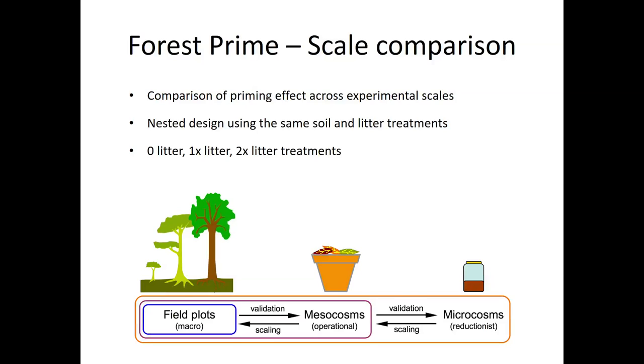These were applied in the field via raking, and we sampled from the field plots. We took the soil and the litter from each plot, and we scaled it down in experimental scales, right down to an 80 gram microcosm experiment. We measured the same things at each scale using the same methods, with the principal variable that we measured being soil respiration.